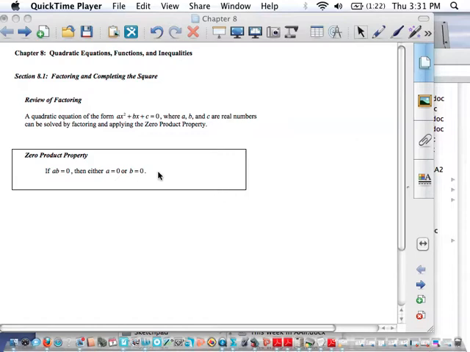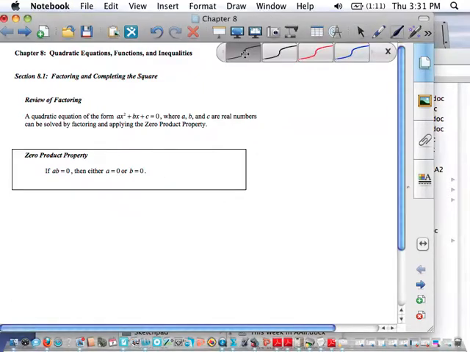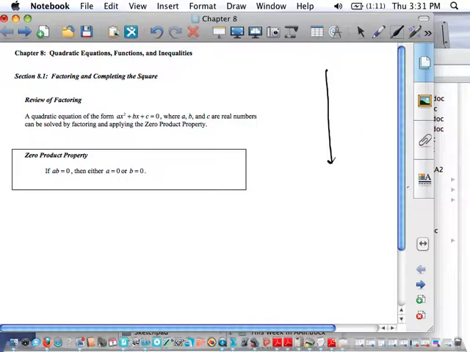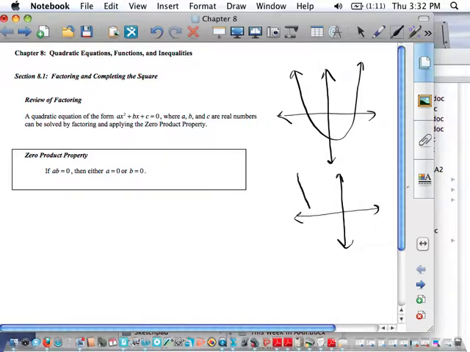Okay, let's take a look at Chapter 8, Quadratic Equations, Functions, and Inequalities. Remember, a quadratic equation is of the form ax squared plus bx plus c equals 0. Most of you may recognize that that is a parabola, which may cross the x-axis 2 times. It may cross or just come down and touch the x-axis, or it may have no solutions whatsoever, meaning it doesn't intersect with the x-axis at all.